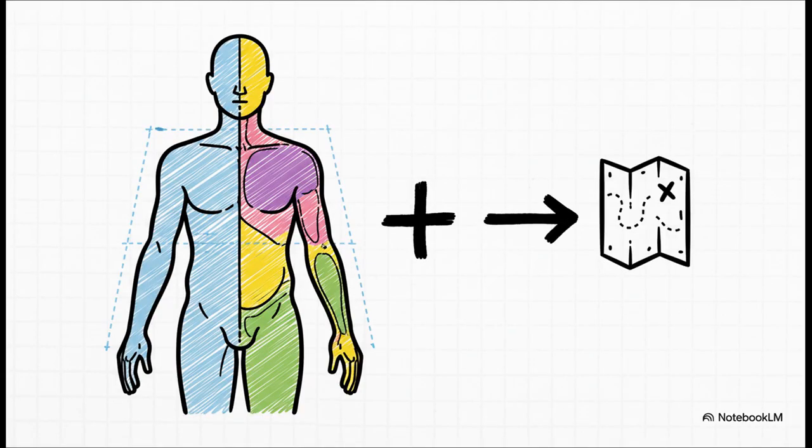So let's just do a quick recap. The planes, they're the imaginary slices we use to get a clear view, and you can remember them with SOFT. The cavities, they're the real physical containers that protect all our organs. And when you put them together, they create the fundamental map we use to navigate the entire human body.